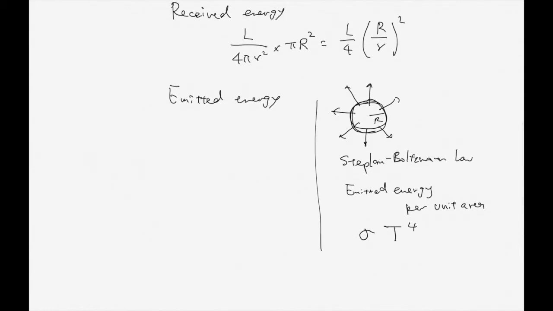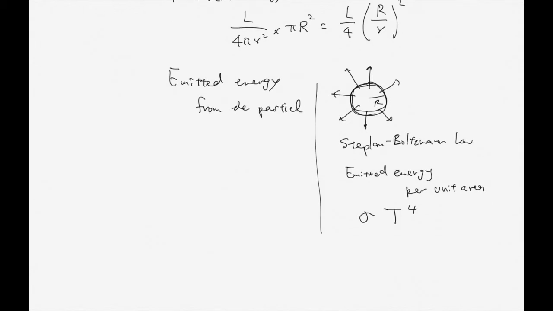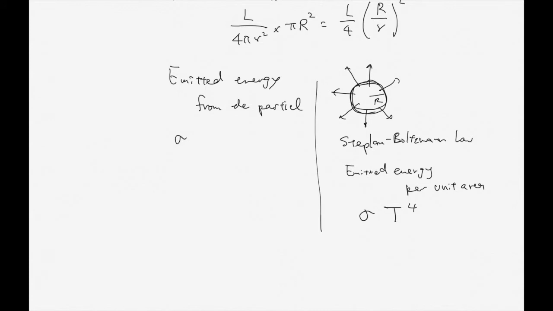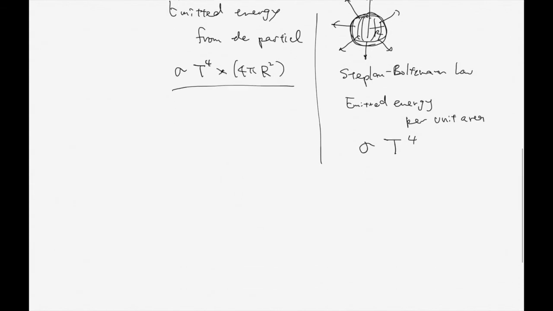Then the emitted energy from the particle can be calculated: sigma T to the fourth. You have to multiply by the surface area of the particle, which is 4 pi R squared. Okay, this is the emitted energy, and this is the received energy.